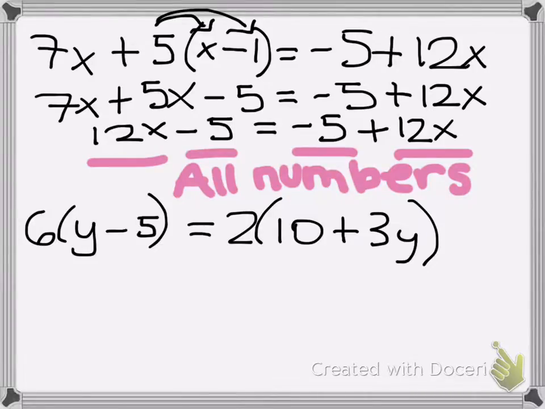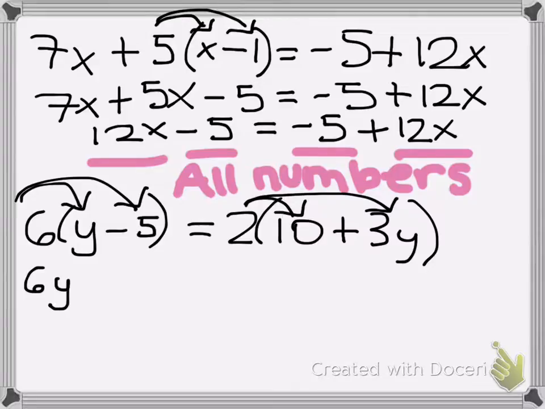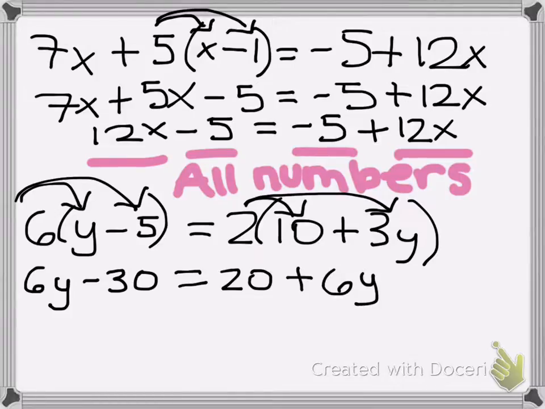All right, the next one, again, we're going to have to distribute first because we need to simplify the sides before we go across the equal sign. So I'm going to distribute 6 times y, 6y, minus 6 times 5, 30, equals 2 times 10, 20, plus 2 times 3y, 6y. Now here, we notice that we have the same variable terms. We have 6y, positive 6y, and positive 6y.